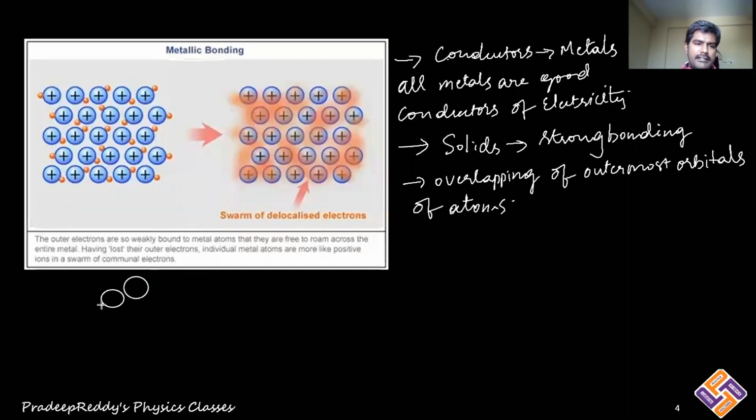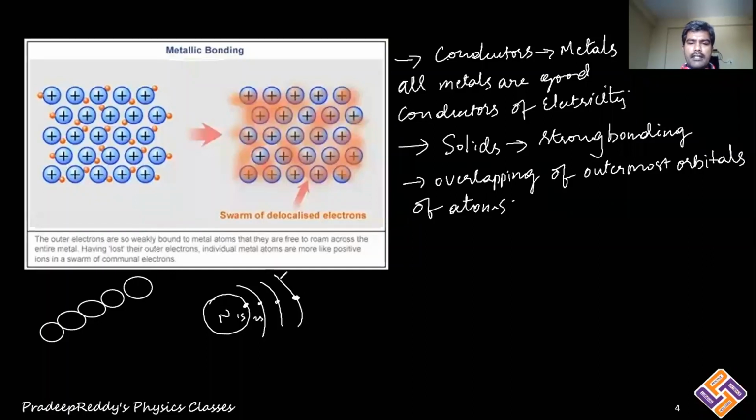The outermost orbital of this atom, and of this atom, and of this atom all overlap. As they are strongly bonded, what would happen? We have an atom where there is a nucleus, and electrons revolve around the nucleus, right? We have shells and subshells: 1s, 2s, 2p, like that. The outermost electrons, these valence electrons of all the atoms, get overlapped with each other because of their strong bonding.